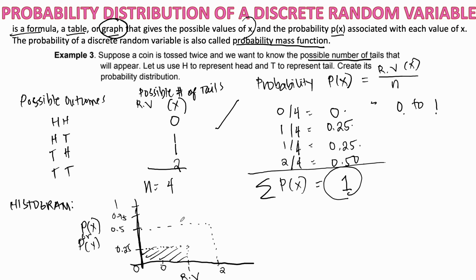Tapos isi-shade mo niyan ito. Tapos dito, wag mo nang isali itong part na to. Dito ka na magsisimula kung saan siya nagtapos. Okay? Parang ganyan lang yung histogram. Tapat-tapat lang, tapos gagawa ka ng parang rectangle or box para makita lang yung parang bar graph niya. Okay? So, laging tandaan sa y-axis mo, dun mo ilalagay yung mga p of x mo. Sa x-axis mo, dito mo ilalagay yung mga random variable mo. Okay?